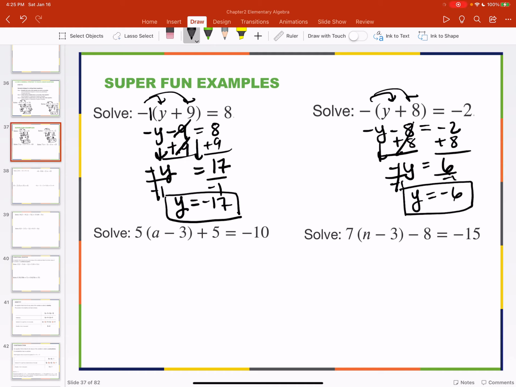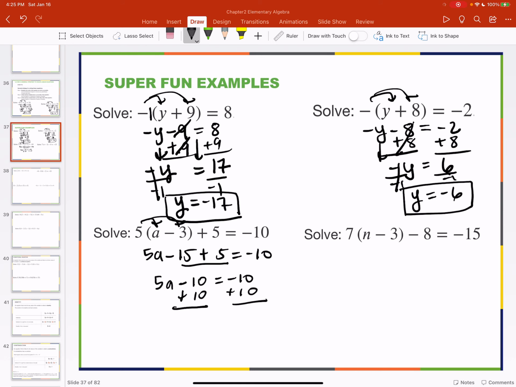Okay, so let's go ahead and continue. So here we have this. Let's distribute this here. There's two ways. So we do 5a minus 15 plus 5 is equal to negative 10. So I'm going to add these two together. 5a minus 10 is equal to negative 10. So I'm going to add 10 to both sides.